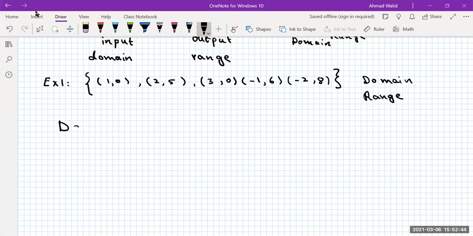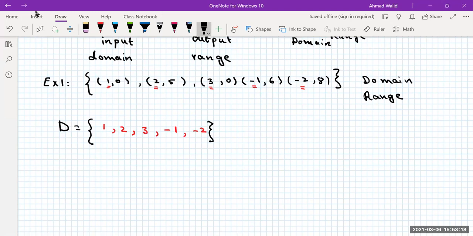I'll just put a D. The domain. When you're trying to find the domain, always list the X values of the given relation. It means 1, 2, 3, -1, -2. That's simple. That's your domain.